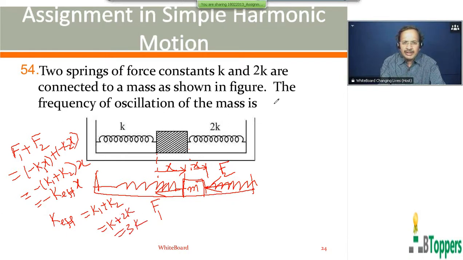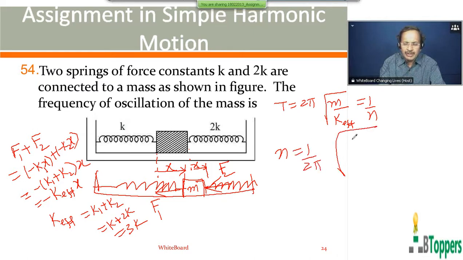So the time period of oscillations is given by 2 pi into root of M by effective value of K, which is the reciprocal of the frequency of oscillations. Or for the frequency of oscillations you can write 1 by 2 pi into square root of effective value of the force constant by mass. Here the effective value of the force constant is 3K. So that's the answer.